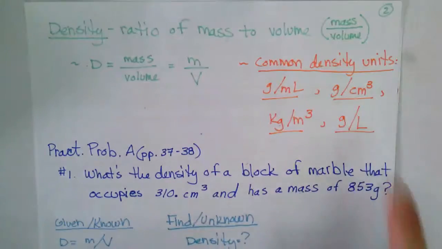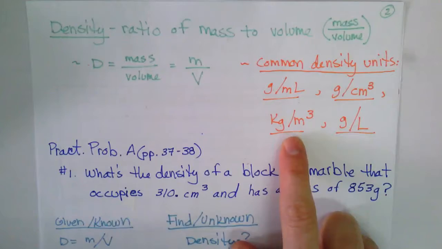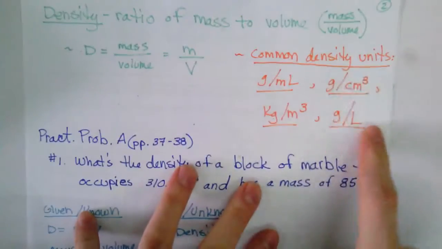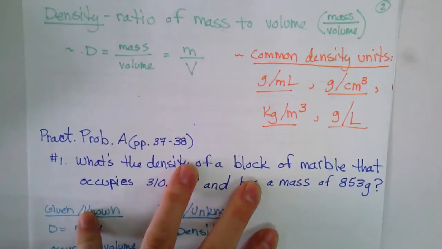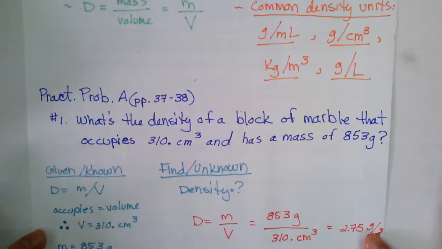And then over here in orange, I have common density units. So sometimes we use grams per milliliter, or grams per centimeters cubed, or grams per liter. Occasionally, kilograms per meter cubed are used. This one's probably not as common as these 3. All right, so we're going to practice a density problem. That way, we can do a density lab on Monday.